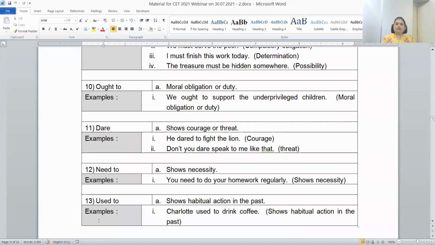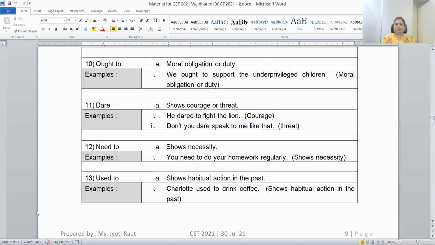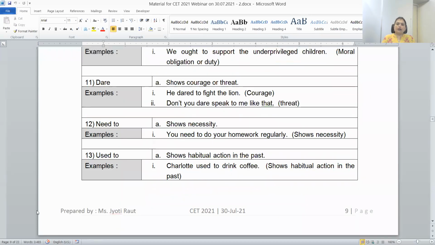Last one, children, in our list, used to. Children, used to is generally used to show habitual action in the past. Something which you used to do earlier, but perhaps not anymore. Okay. So habitual action in the past. Some children get confused between would and used to. Children, would shows habitual action and used to shows habitual action in the past, or simply past habitual action. Okay. So see, when I give you an example, Charlotte used to drink coffee. So perhaps she does not drink coffee today. That is why it is a habitual action in the past.